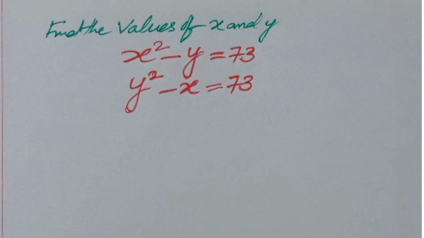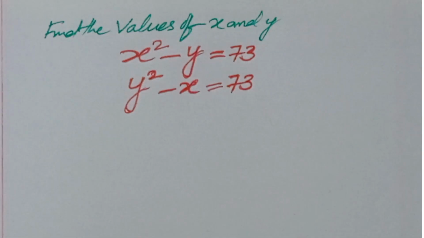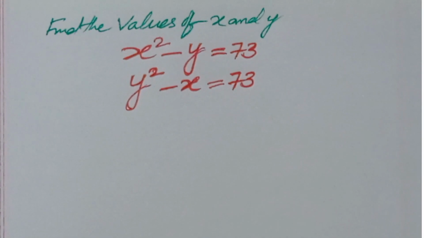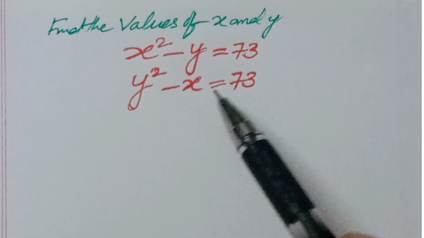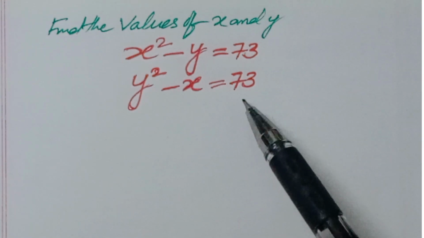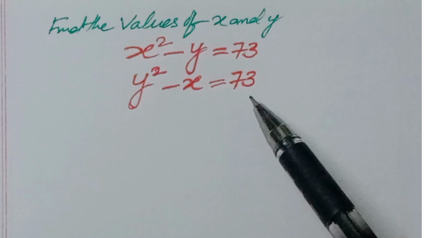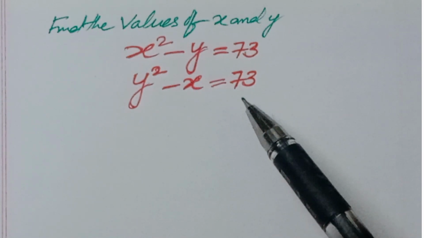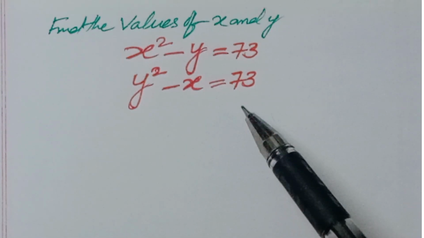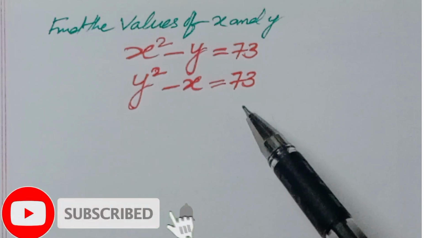Today we will be looking at a Math Olympiad problem. The question is: find the values of x and y, given x square minus y equal to 73, and y square minus x equal to 73. Some logic is there, that's why this problem is selected. Before starting, pause the video and try it.